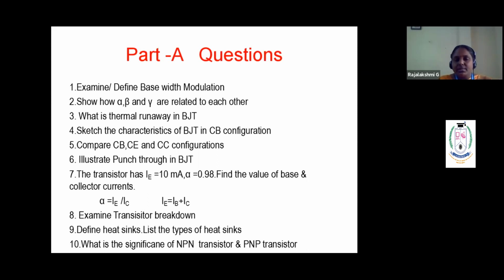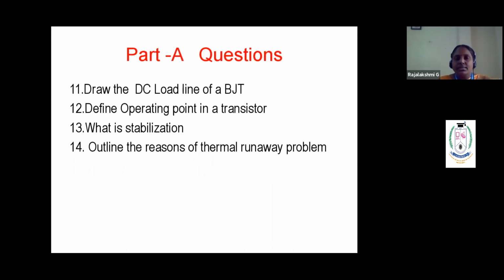Next, examine transistor breakdown and define heat sinks, and the types of heat sinks. In power transistors, we use heat sinks. If the temperature rises, there is a material which receives that heat. That is called a heat sink, in such a way that the transistor is protected. Next is what is the significance of NPN transistor and PNP transistor. That also you must take. Next is draw the DC load line that I taught you. Find how you note down points A and B by drawing the load line. Next is the operating point. That also I have told you clearly.